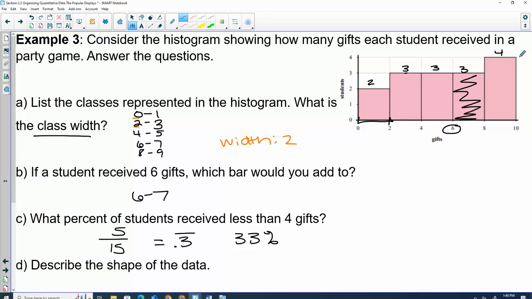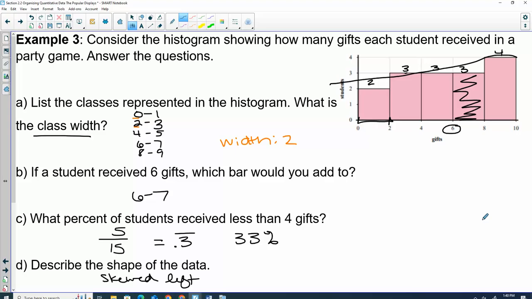Describe the shape. Here's my peak, right here. So what skewed is this? We don't have any points after our peak. Everything is smaller, so everything is to the left.